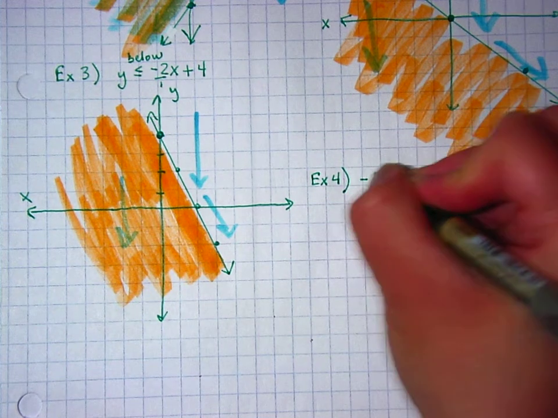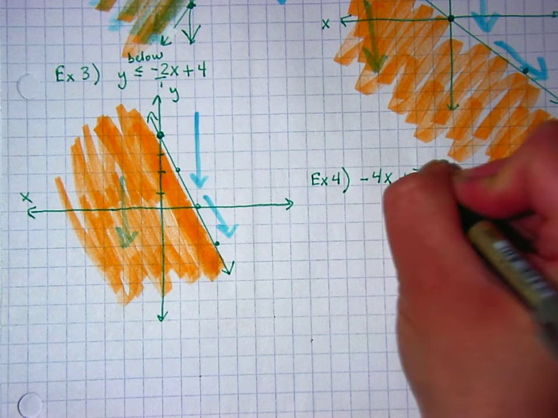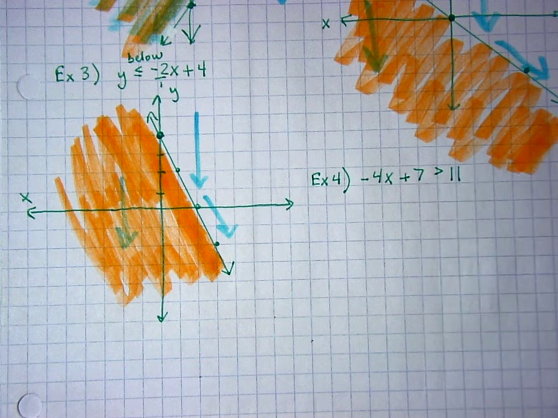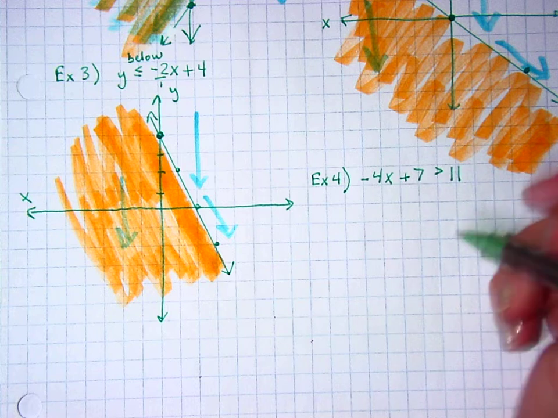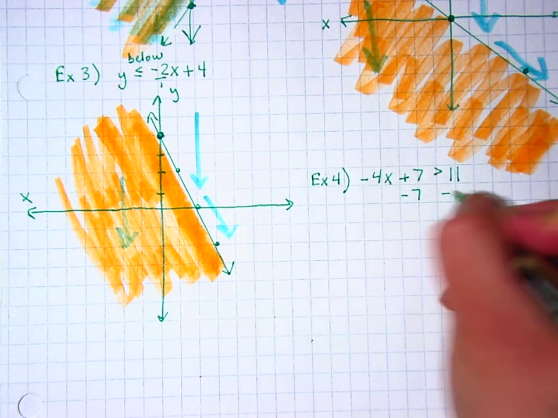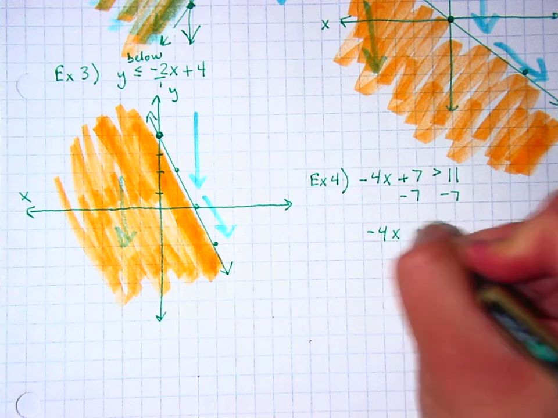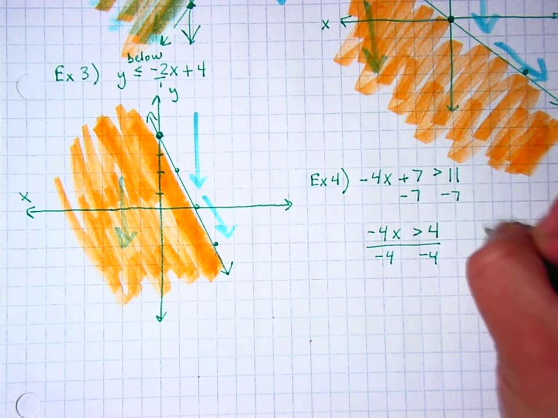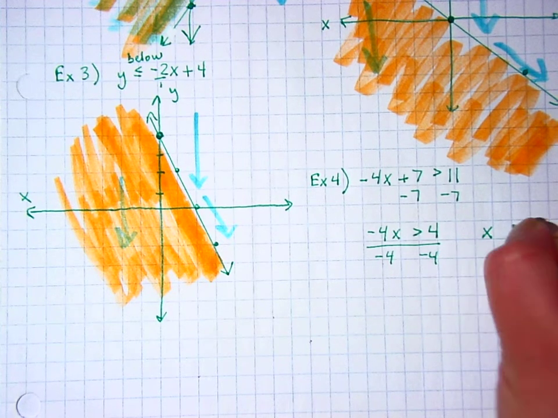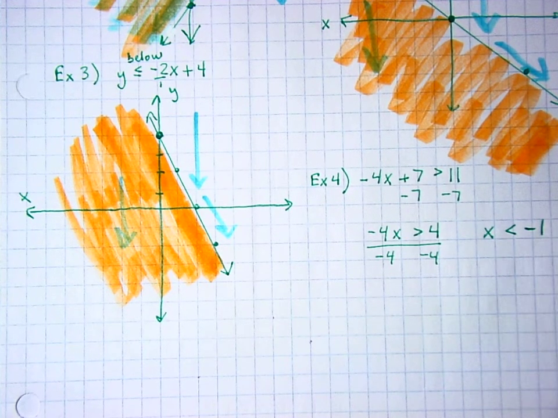All right, we're doing one more example. I don't expect you to do this one on your own because it's kind of a weird one. So do it with me, please. Negative 4x plus 7 is greater than 11. So definitely the weird part about this is that there's no y in it, which means that we're just going to have x compared to a number, which means it's going to be like a straight, up and down line. So I'm going to subtract 7 from both sides. I get negative 4x is greater than 4. And then I'm going to divide by negative 4 on both sides, which means I need to switch my sign because I'm dividing by a negative number. So that's x is less than negative 1.